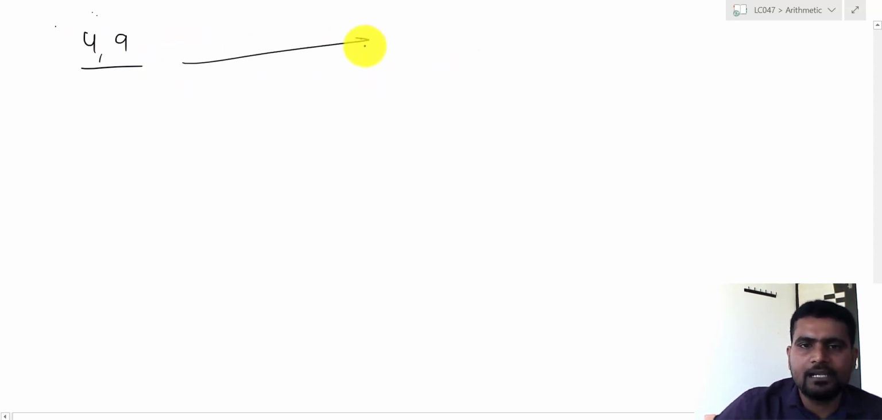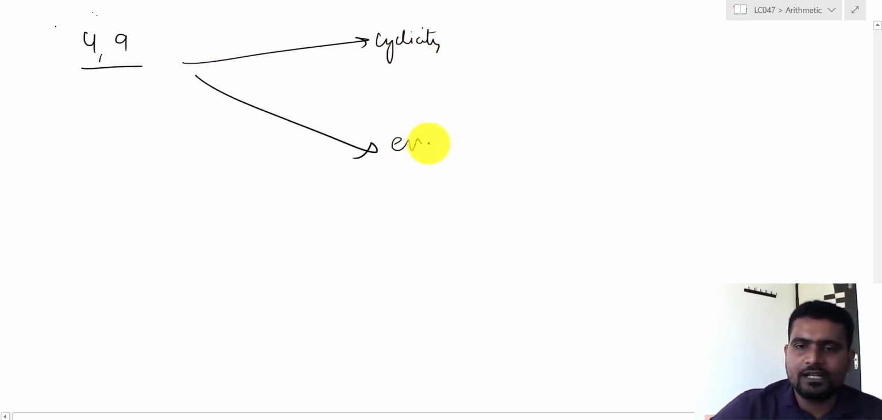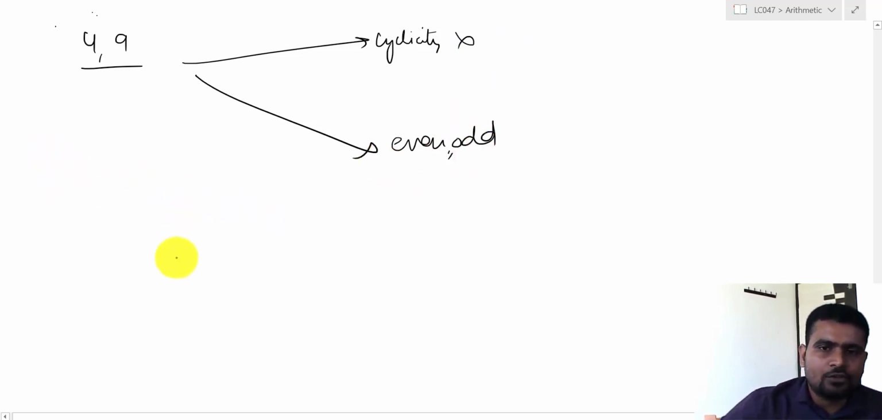There are two approaches mainly. One approach is the cyclicity approach, which I feel is not good for finding the answer, and the second approach is the even-odd approach. I will take one question and we'll solve it both ways. Before that, you should know what even-odd means, so I'm just writing it here.